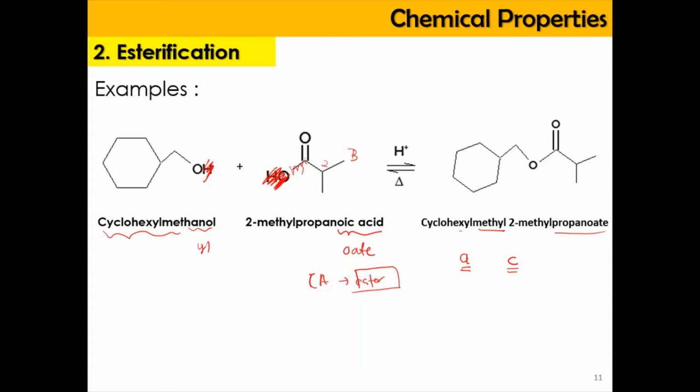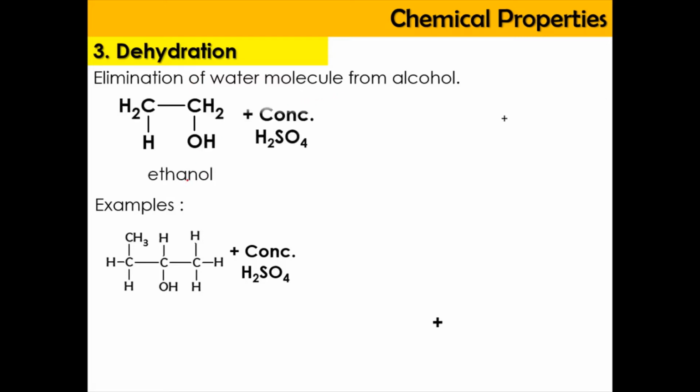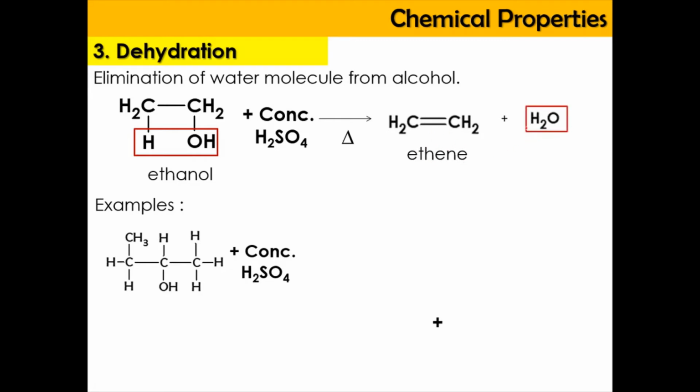All right, now we're going to look into the third reaction, which is dehydration. For the dehydration, we're going to eliminate water from the alcohol. So let's say you have ethanol, and then you're going to use concentrated H2SO4, and this happens at high temperature. So what you're going to do is remove water from the alcohol in order to produce an alkene. In this case, it is known as ethene because it has 2 carbons. And here, water is going to be removed as the byproduct.